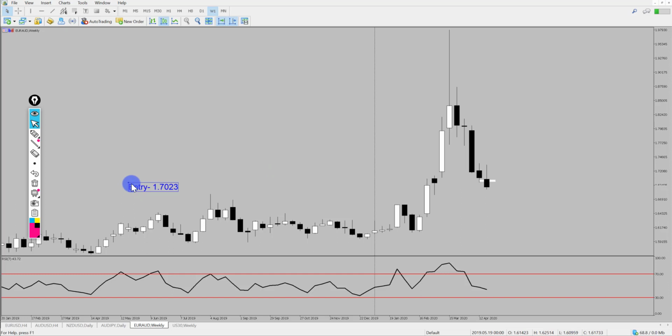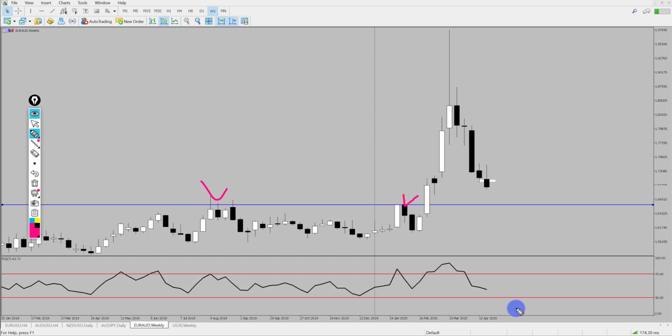So just ignore these, they are just from the previous template. Let's get rid of this as well. Let me just put that line back in so you can see that area on the weekly was resistance previously. So is the market going to retest this level before making any decisions? Okay, that's what we're really looking for here on Euro Oz.